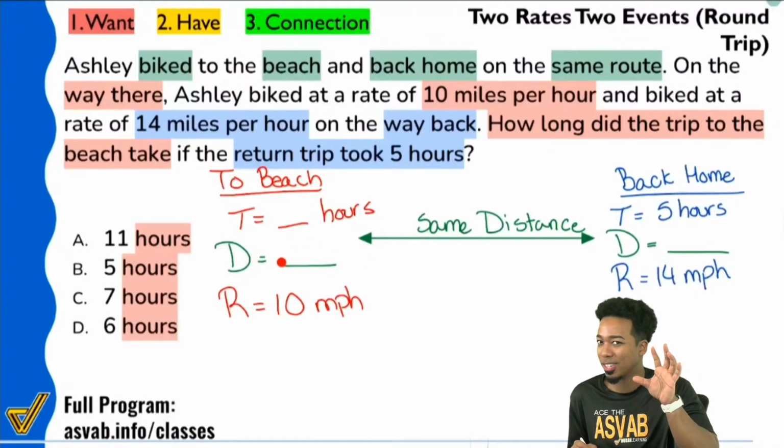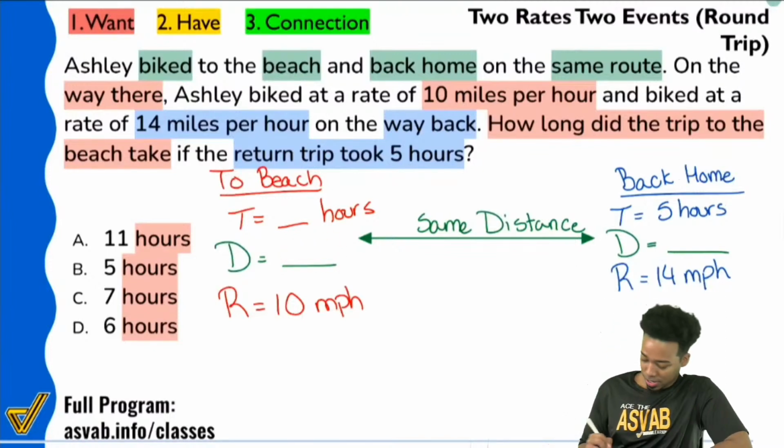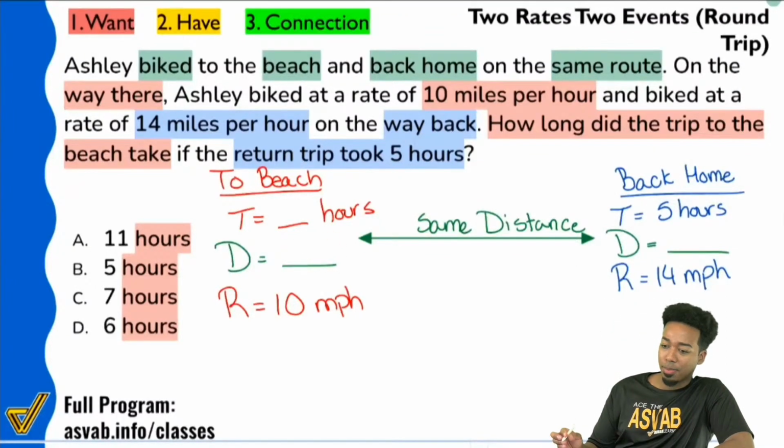Everybody, one more time. Does that make a little more sense the second time around? If I take a quick detour, calculate this distance back home, I can plug that in for the distance to the beach. And that's the main clue for a problem type like this.